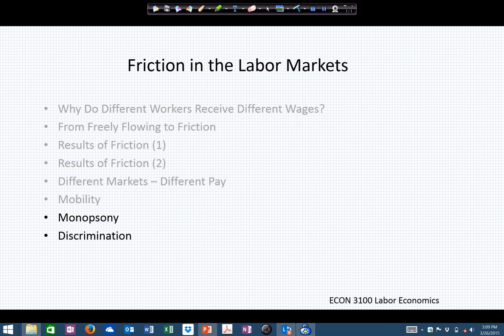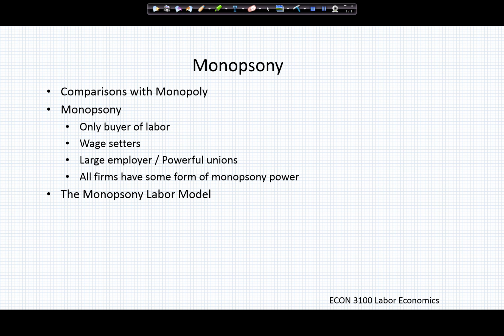In this final segment on friction in the labor market, we're going to take a look at two other market models, one would be a monopsony market model and the other a discrimination market model. So first, let's take a look at monopsony as a market concept. We commonly find that people understand the concept of monopoly.